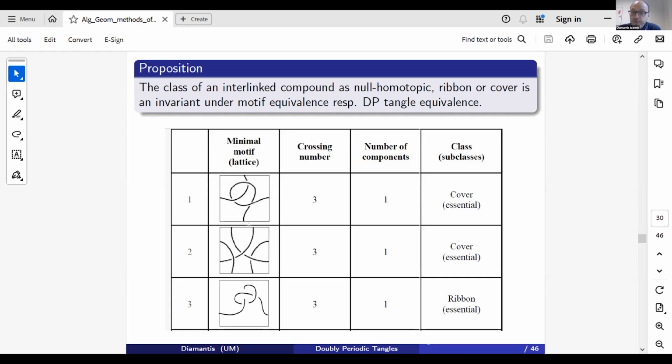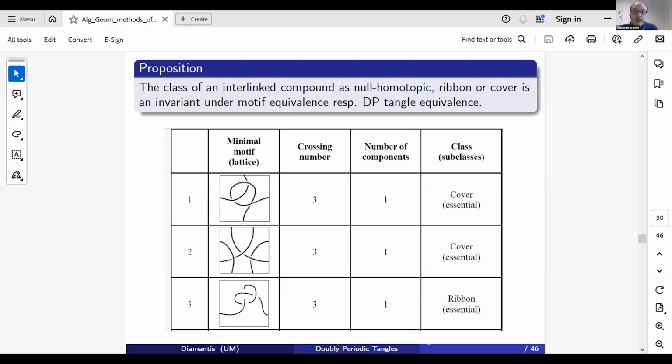And here are three beautiful examples where you can see that the crossing number is the same. So the crossing number cannot distinguish these three flat motifs. The number of components is the same. So that is also not an invariant, but the class that we have distinguishes at least one from the others. So this is a ribbon while these two are covers. Okay, so we immediately see that our invariant is good, right? Because it distinguishes something that the classical numerical invariants cannot, but not good enough because the first two are both cover compounds, right? And they cannot be distinguished by this class.